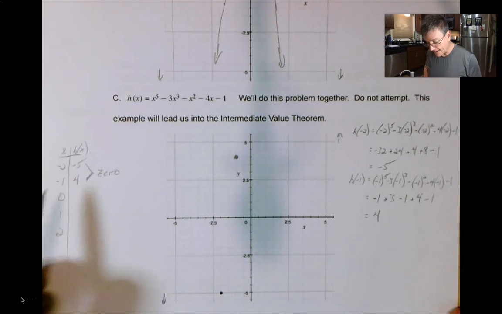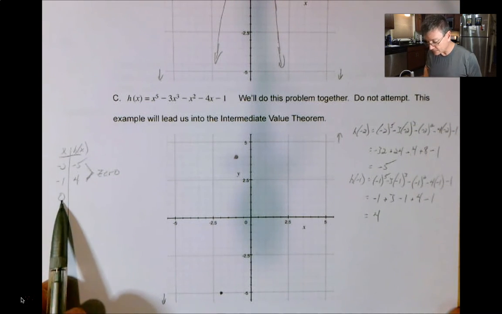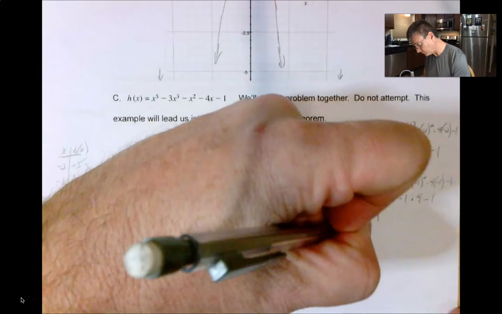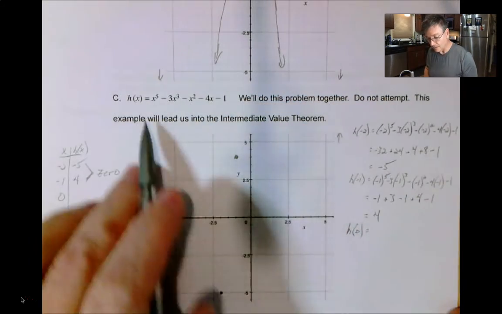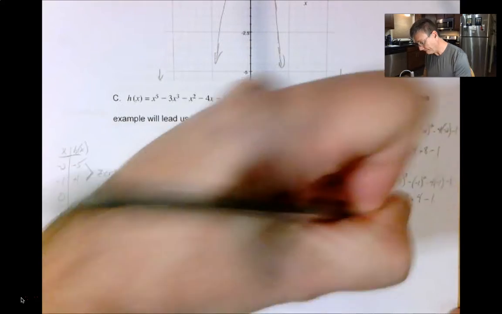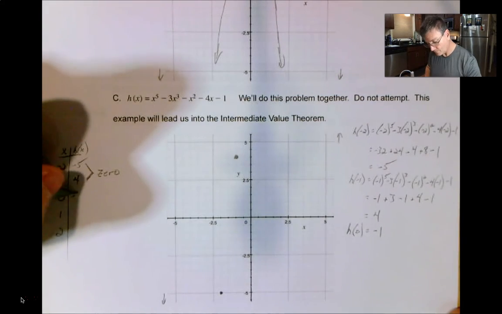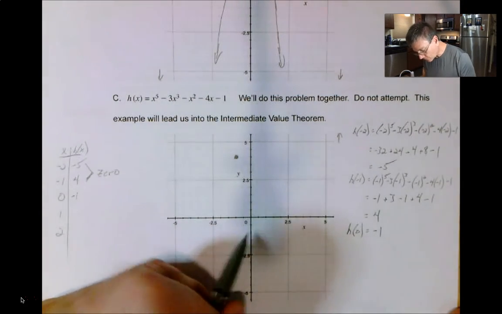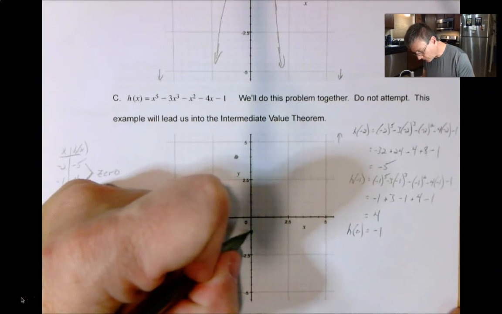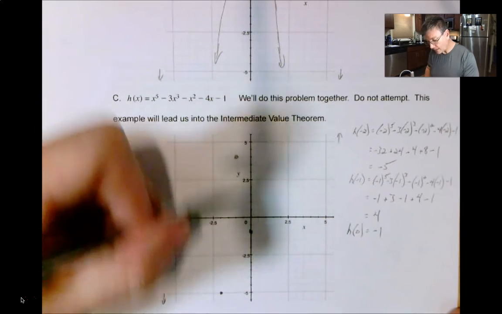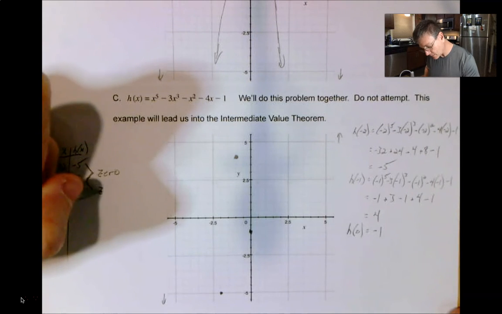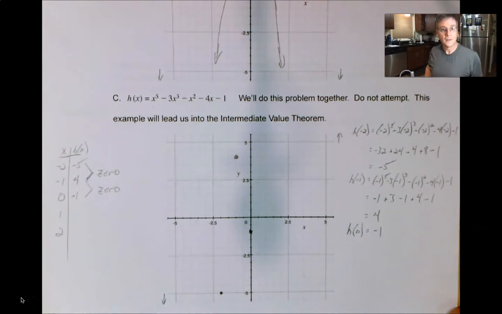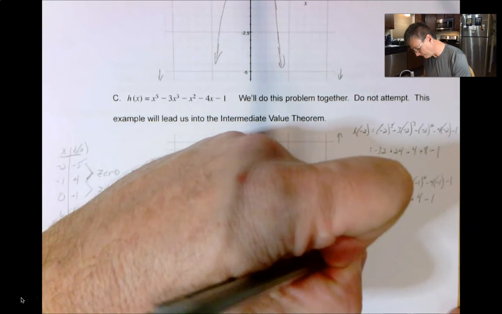Okay? Now, let's put in 0, h of 0. H of 0, I'm not even going to write it all out, is -1. It has to cross the x-axis. Again, we found another 0. Has to. Okay? Try h of 1.